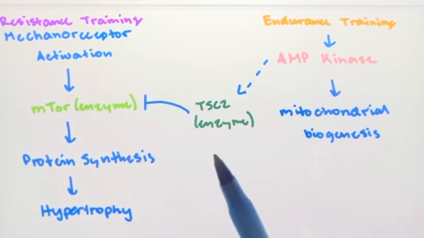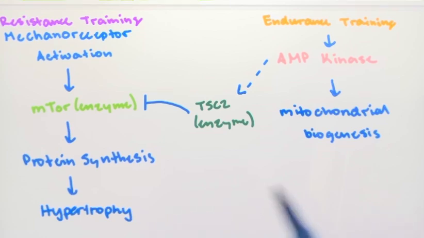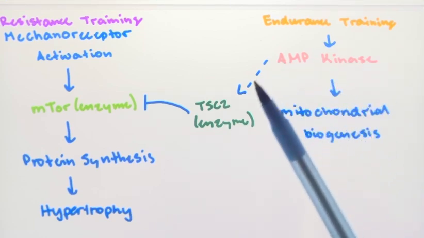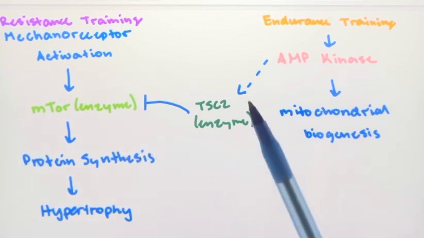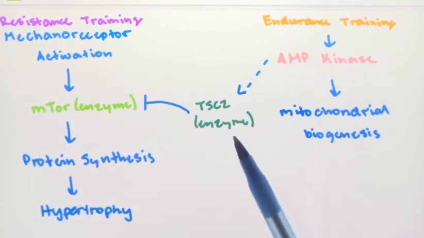It is also noted that doing endurance training more than 2 days a week for 30 minutes might have an effect, and you might not see much hypertrophy occur. This is again because this AMP kinase inhibits mTOR through this TSC2 enzyme.